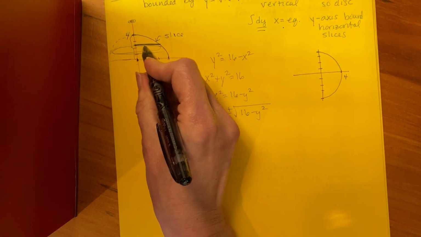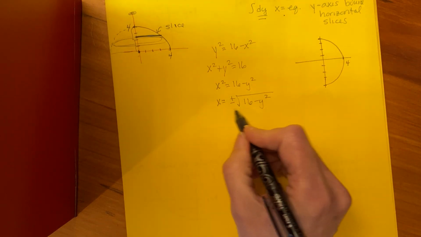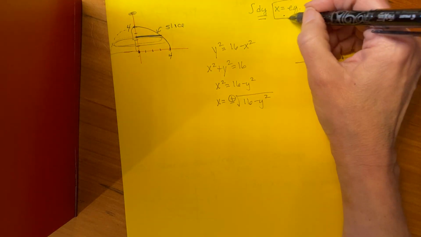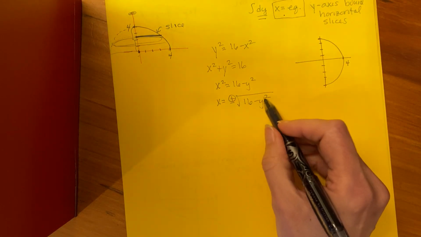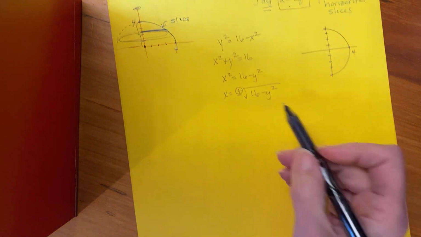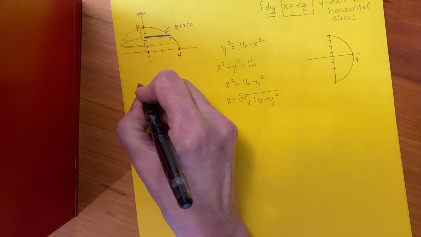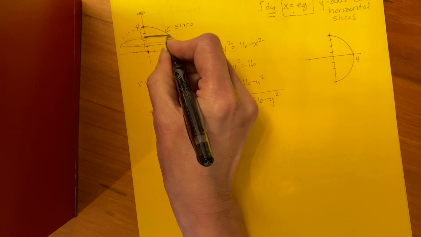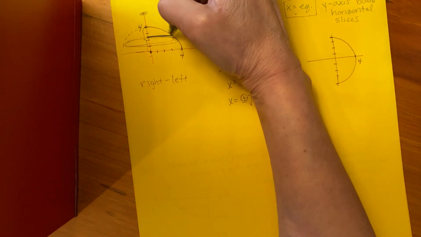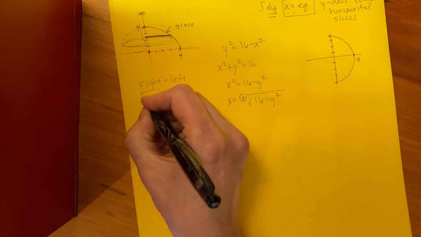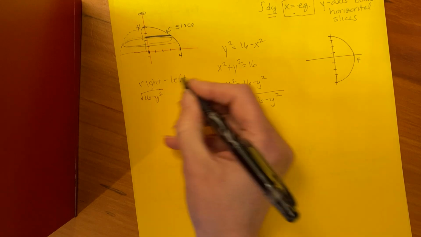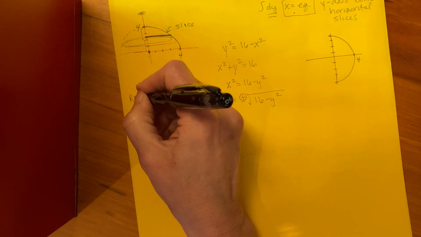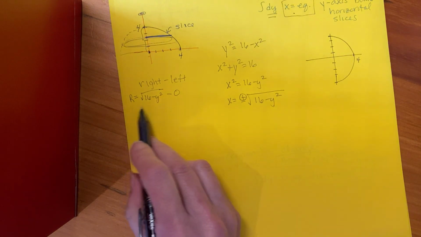We're going to make these horizontal slices. So now I have this, and I'm going to use the positive one, right? I need my equation to be x equals. Remember, that's what I set up here. And I'm going to integrate this with respect to y. Well, when we integrate with respect to y, we have to do right minus left to figure out our representative rectangle. So what curve is on the right? Well, that is the square root of 16 minus y squared. What's on the left? Well, that would be x equals 0.